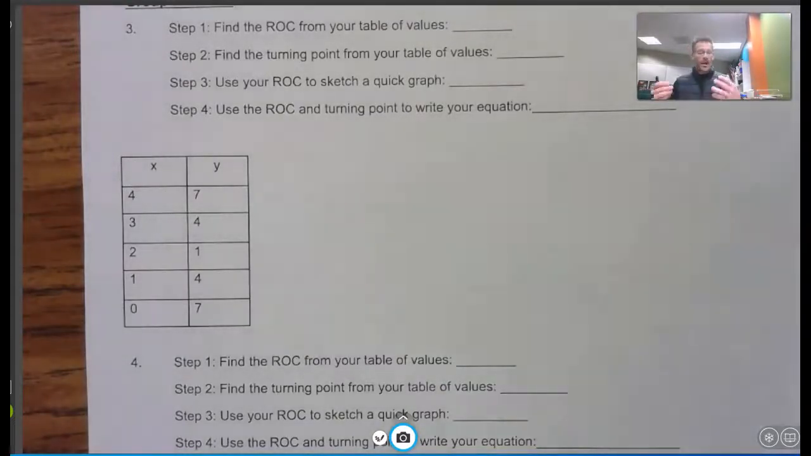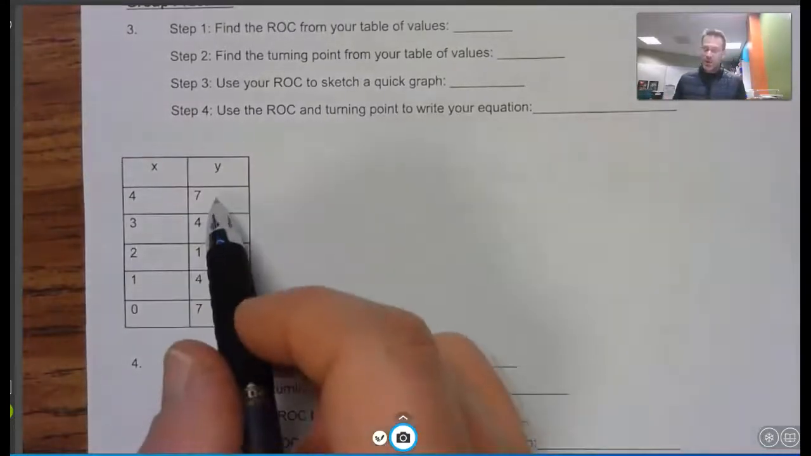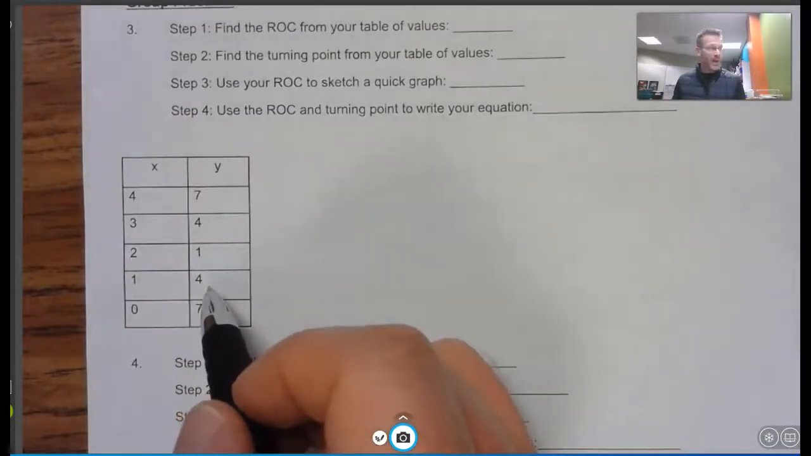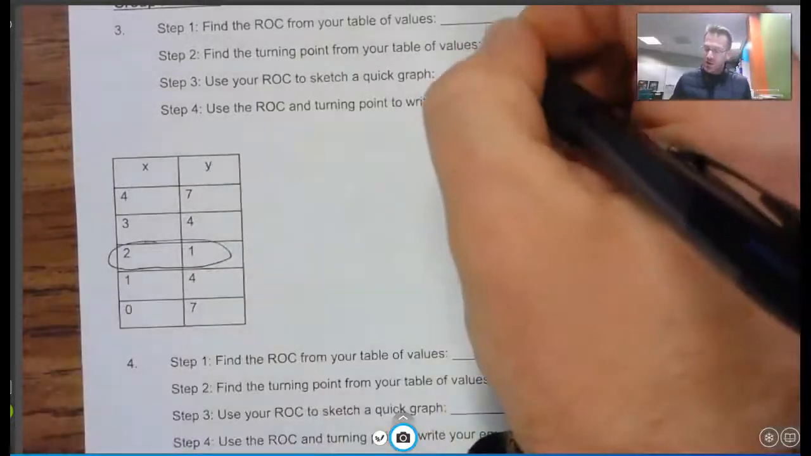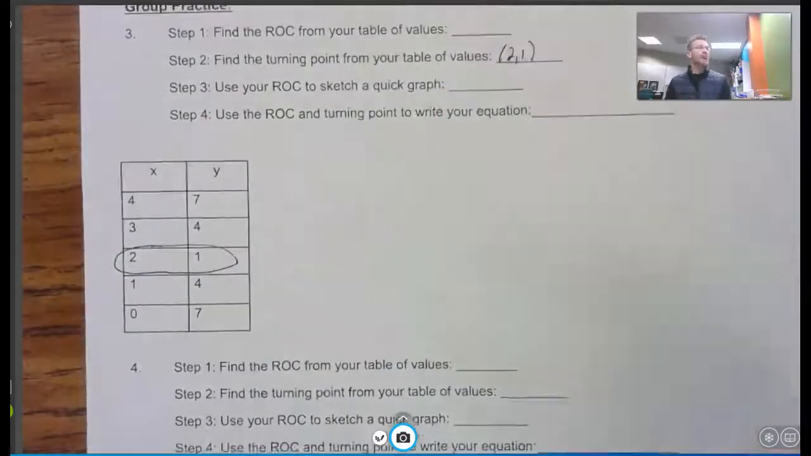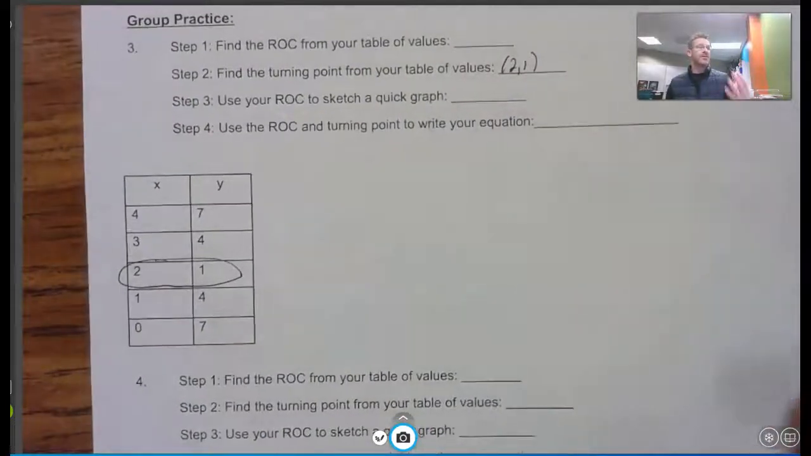When I scan this table, I can see that I'm going 7, 4, 1, and then back up to 4 and 7. So I can see that I turned at 2, 1. So I know my turning point is (2, 1). That also tells me that I'm either dealing with an absolute value function or a quadratic function. The rate of change is going to tell me which one it is. If it's constant, it's absolute value. If it's not constant, we know it's going to be quadratic.